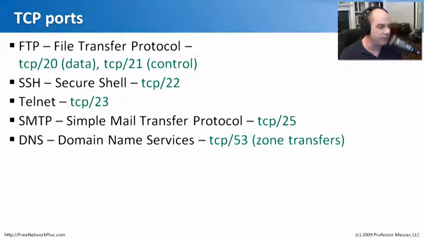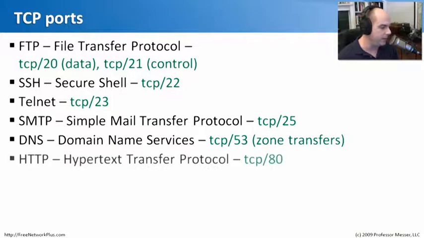So DNS normally uses UDP when we're simply querying things. But if you're ever in a situation where you're transferring the entire zone of information, you'll see that it is using TCP port 53 to make that happen. HTTP, a protocol that we use quite often for our web browsers, is hypertext transfer protocol. It uses TCP port 80.